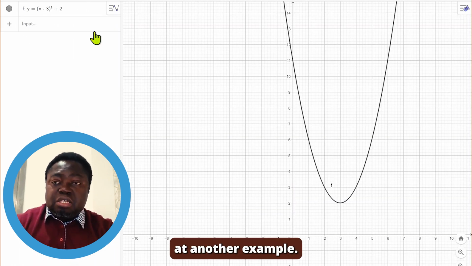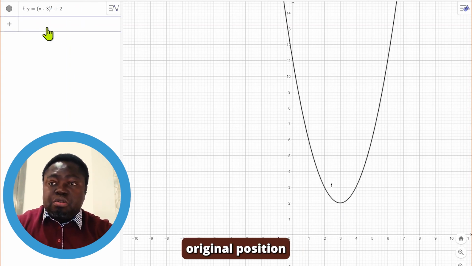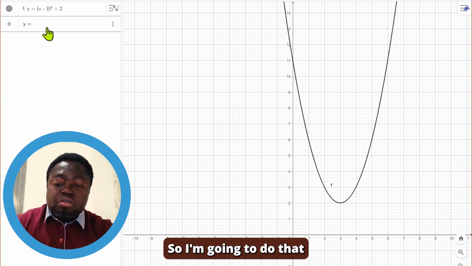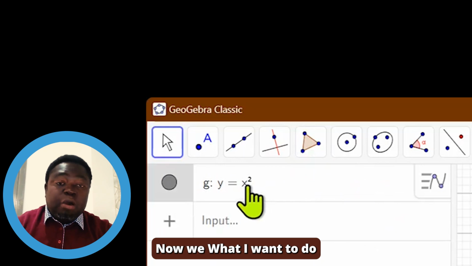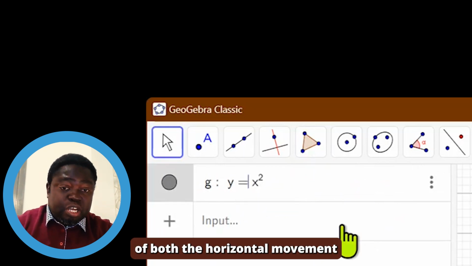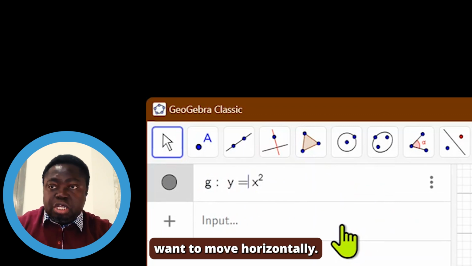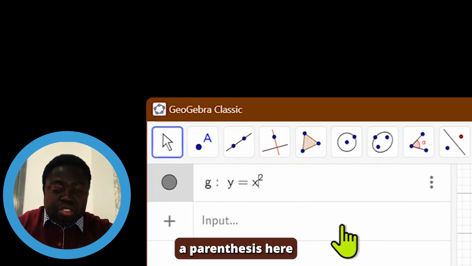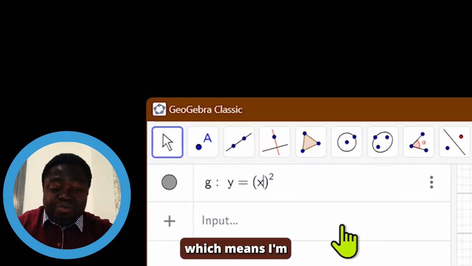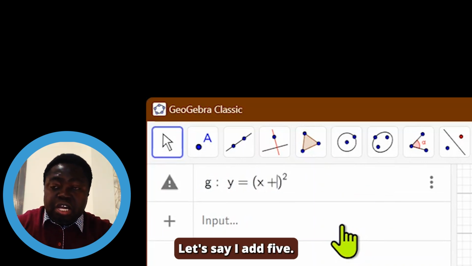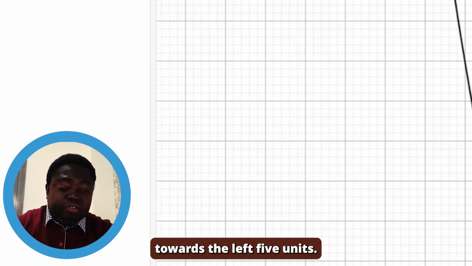Well, let's take a look at another example. First of all, to do this, it's best we return to our original position, which is y equals x squared. So I'm going to do that and clear this graph. Now, what I want to do is to use a combination of both the horizontal movement and the vertical movement. So first of all, we may want to move horizontally. So let me produce a parenthesis here so that we can easily do that. Now I'm moving towards my left, which means I'm using addition here. Let's say I add 5. This one should make it shift towards the left 5 units.